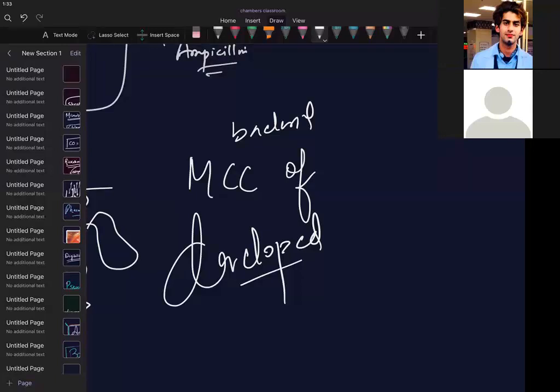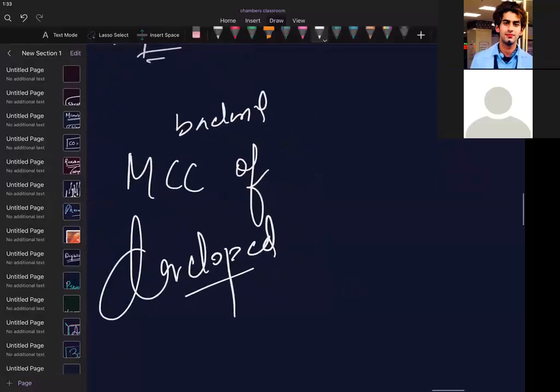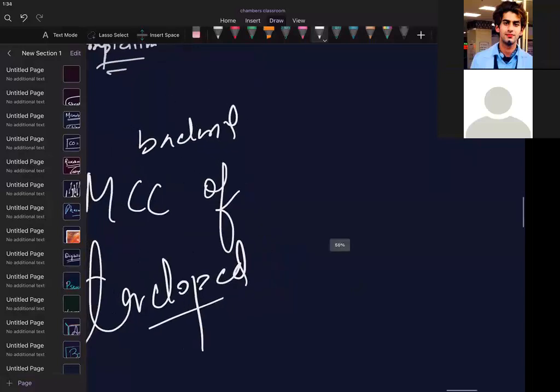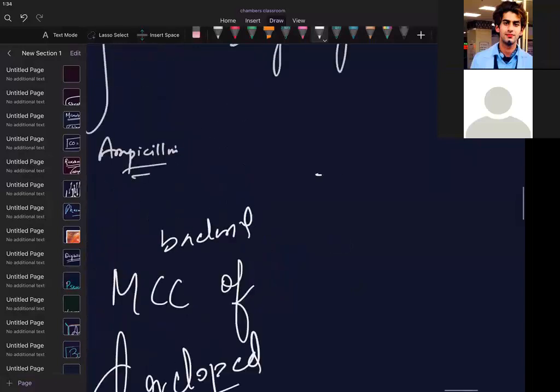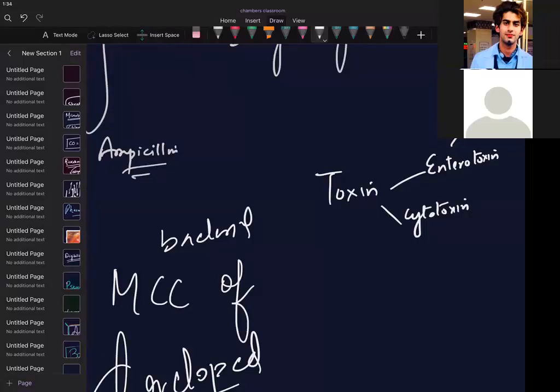Okay. So what are the disease manifestations it shows? What happens? It has a toxin. The toxins are enterotoxin and cytotoxin. Enterotoxin HL. What is HL? Heat labile. It is heat labile, the same as cholera toxin. Do we remember CT? It was heat labile.